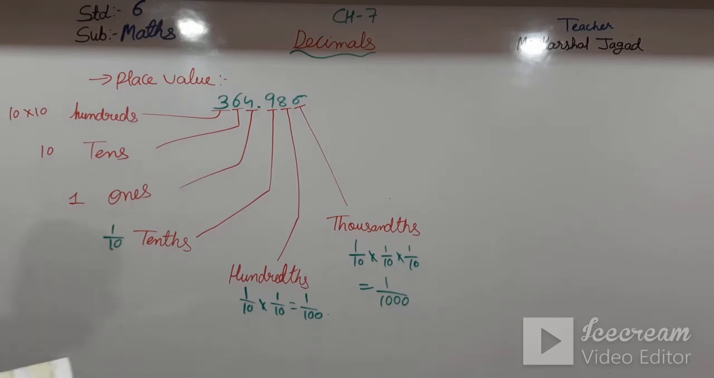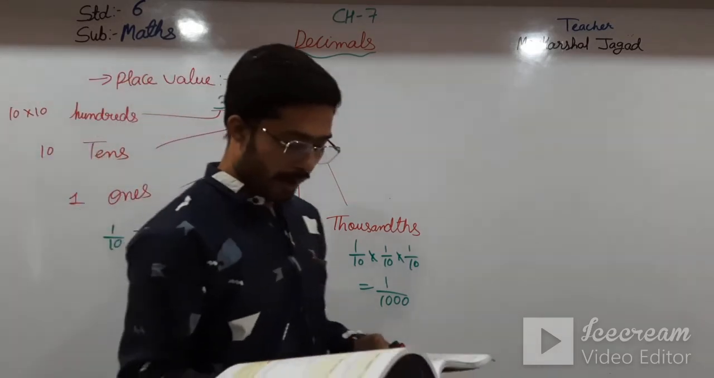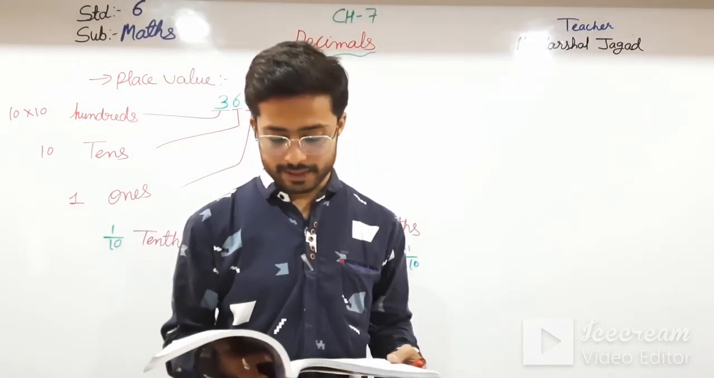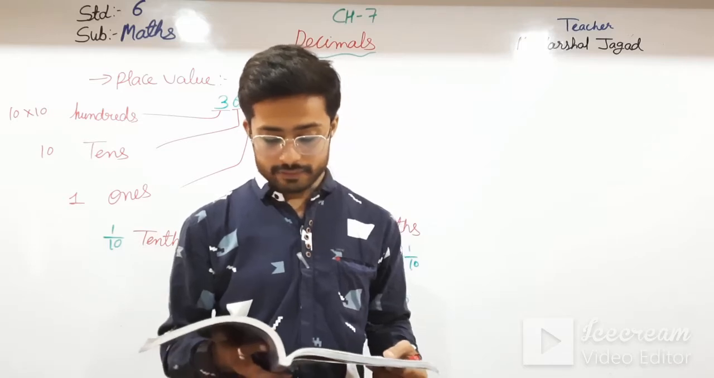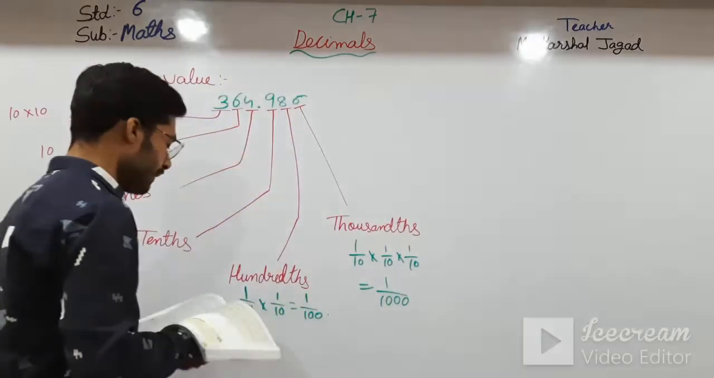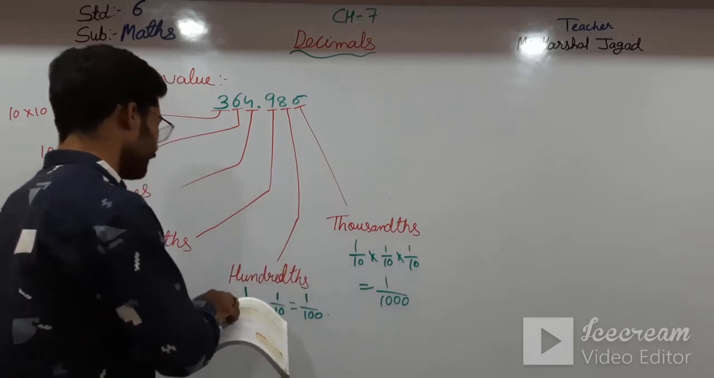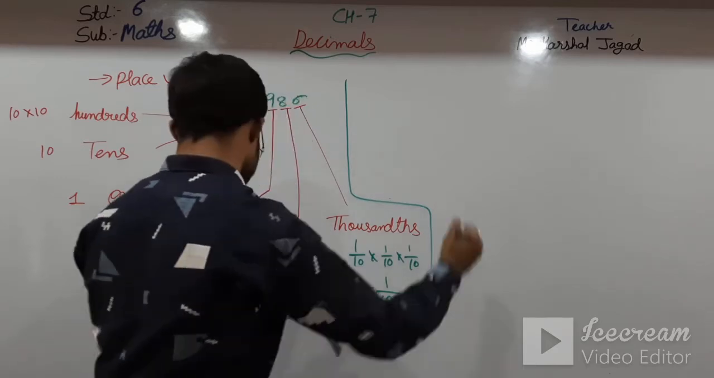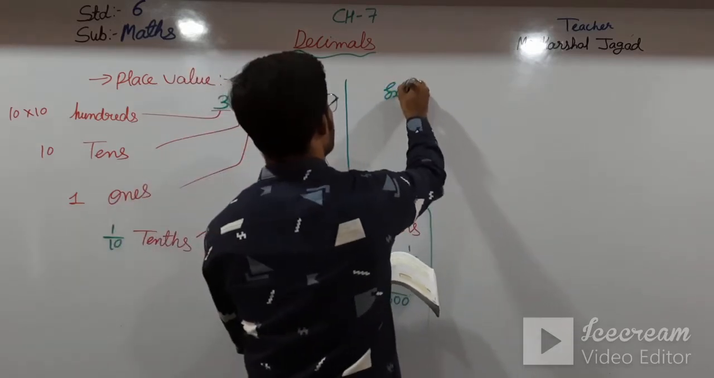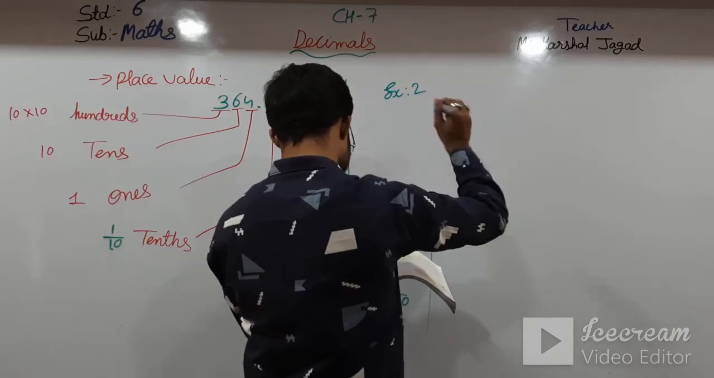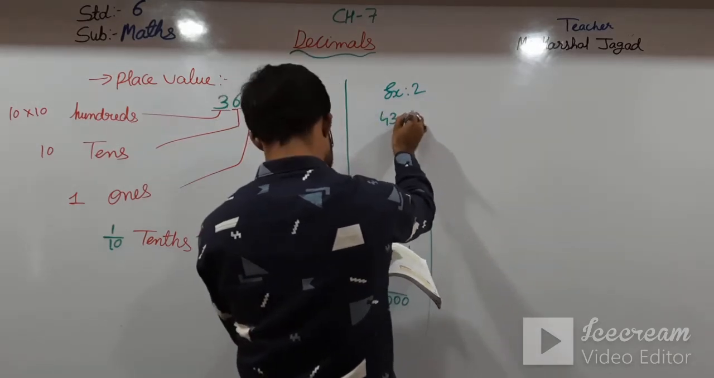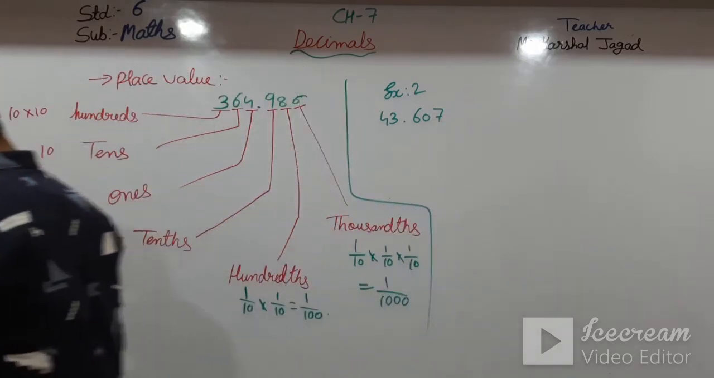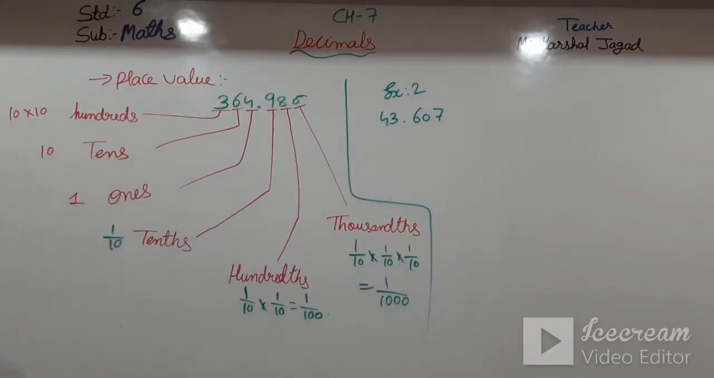And example 2 is given over here: write the decimal fraction for 43.607 in expanded form. How will we expand this? Here I am just doing this example. Example number 2, that is 43.607, and we have to expand this. Then how will we expand this?